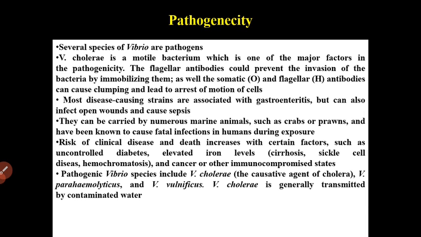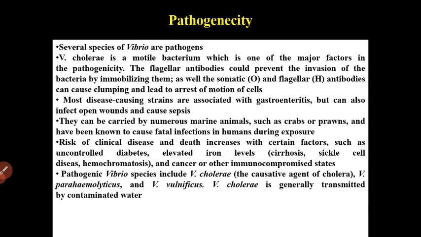Next, most disease-causing strains are associated with gastroenteritis but can also infect open wounds and can cause sepsis. They can be carried by numerous marine animals such as crabs or prawns and have been known to cause fatal infections in humans during exposure. Risk of clinical disease and death increases with certain factors such as uncontrolled diabetes, elevated iron levels in diseases like cirrhosis, sickle cell disease, hemochromatosis, and cancer or other immunocompromised states.